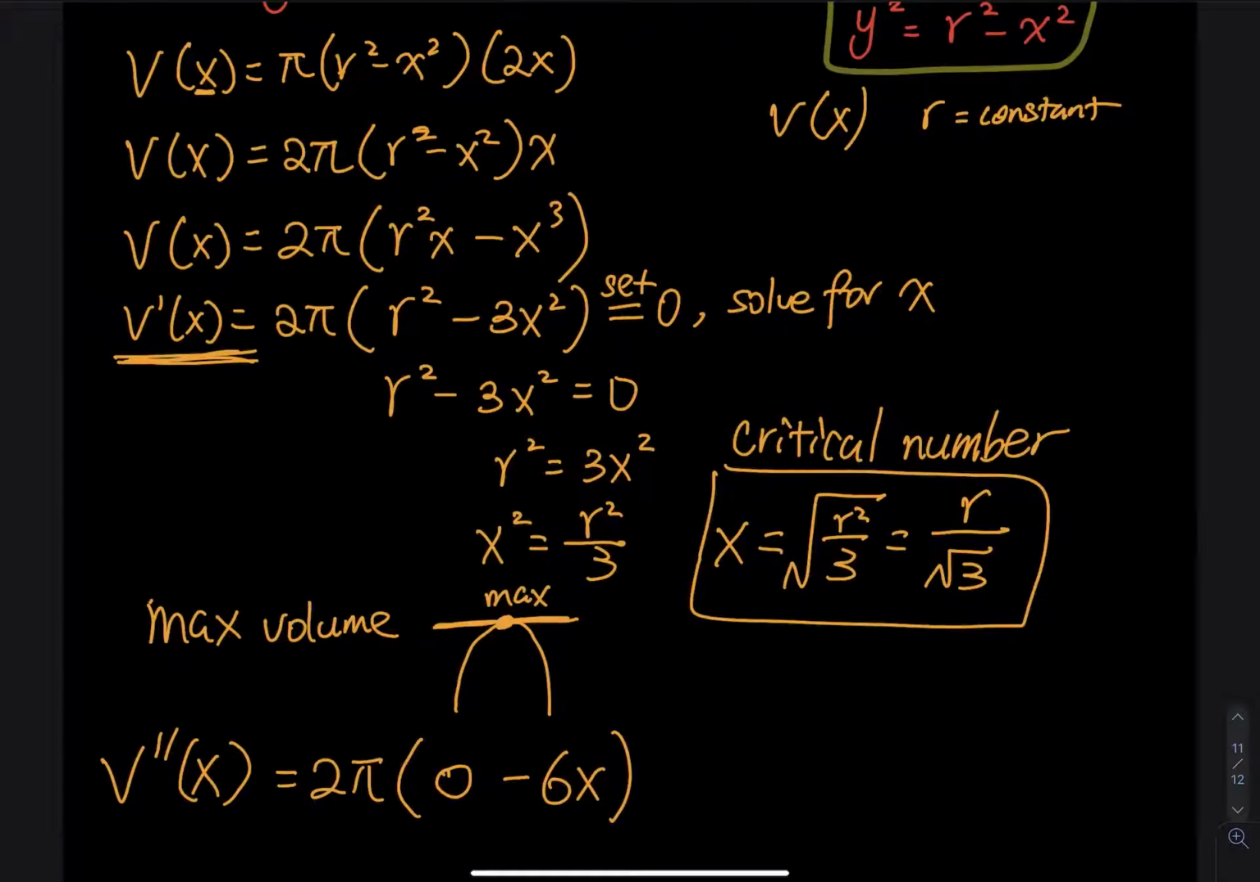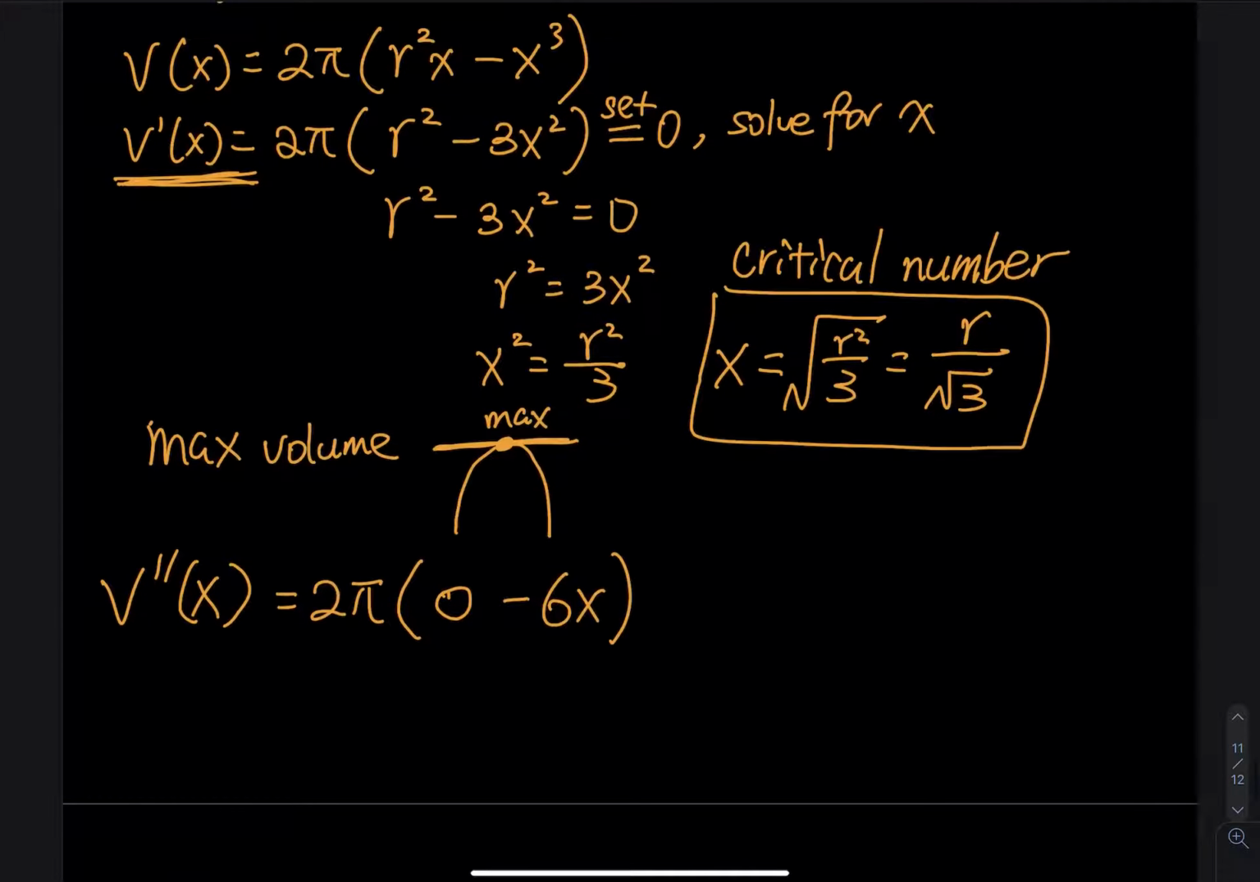And then you plug in the what? You plug in the r over root 3, right? So v double prime of x is equal to 2 pi, which is a constant, times 0 minus 6 times r divided by root 3. Okay, look, you don't have any numbers right here. Let me quickly fix that. This is no longer x. This is now r over square root of 3.